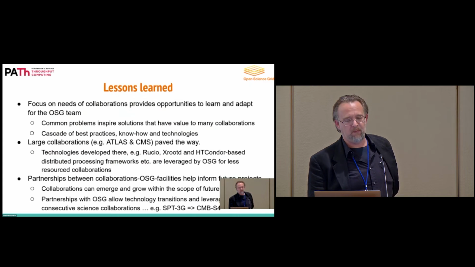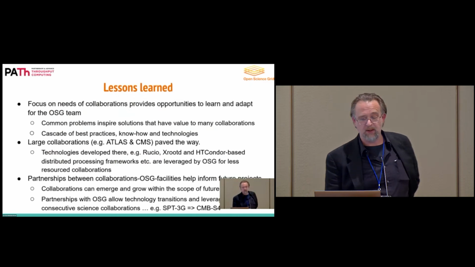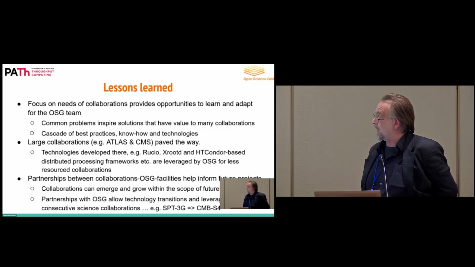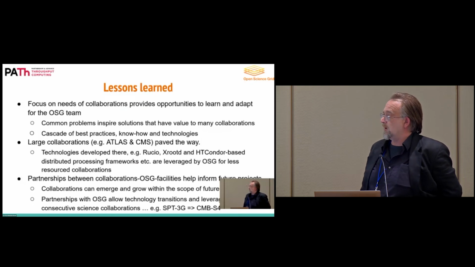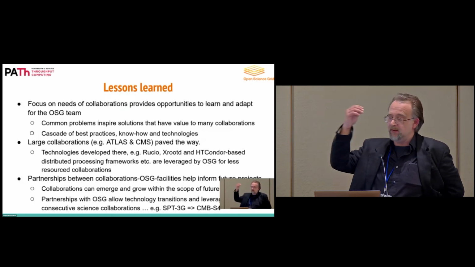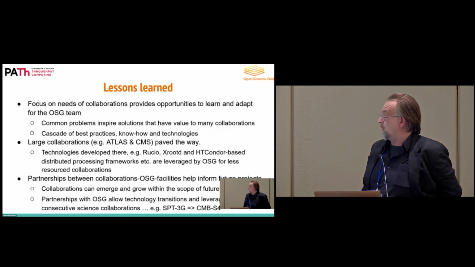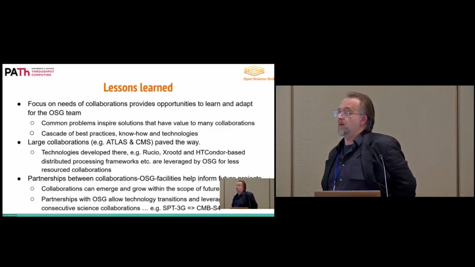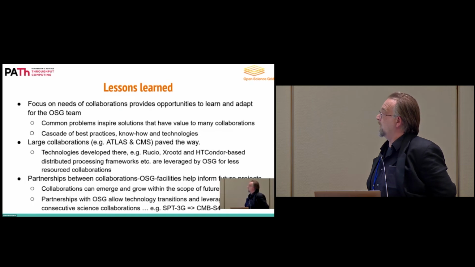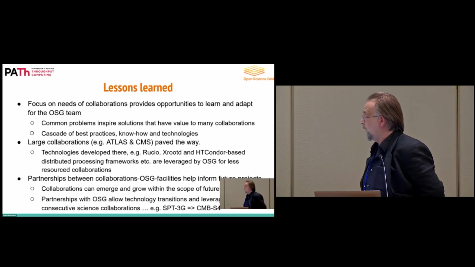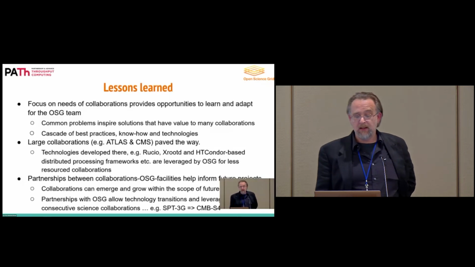We need to identify common problems that exist, because if we solve a particular problem for a collaboration, that means we have a solution that can potentially be applied to other collaborations. So we always need to identify the cascade of best practices. If we solve a problem for one, how can we apply the lessons to another? The large collaborations, let's say ATLAS and CMS, basically pave the way for this. We are not going to reinvent the wheel on the technologies they put together, like Rucio, XRootD, HTCondor-based distributed processing frameworks, but we're going to adapt them and make them useful for the other collaborations that need them.